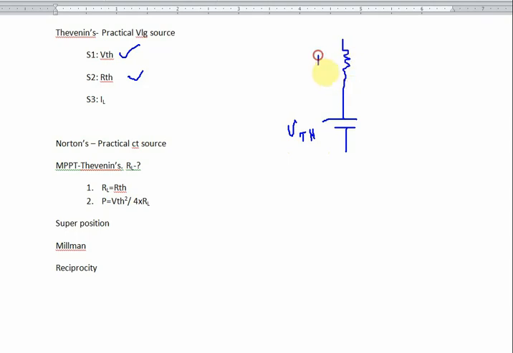So followed by that, you are going to find out the RTH gauge. Step number one is the VTH you found, then you will substitute. Then step number two, the RTH you found, substitute these two.